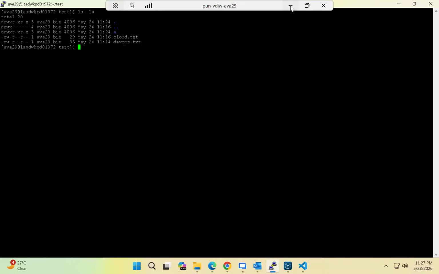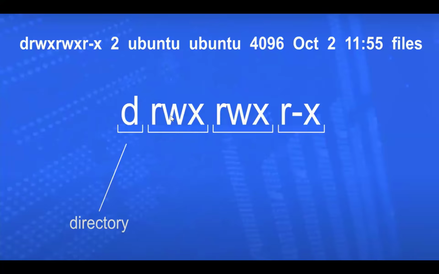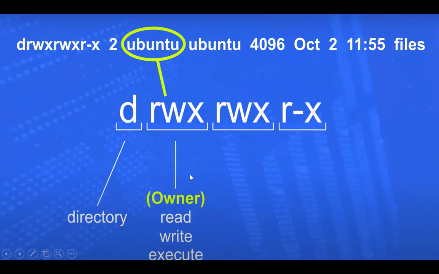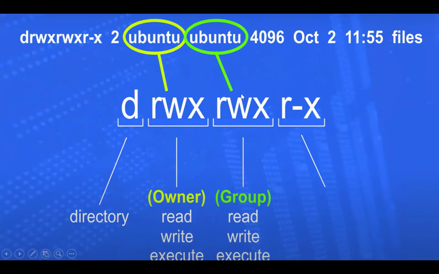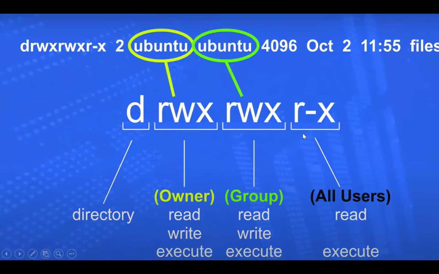That's the first part. Second is RWX. R means read, W means write, X means execute. So first gets to the owner. The first part is the owner having all the rights. If it is RWX, it means the owner has read, write, and execute. The second part is the group. If it is RWX, the group also has the right of read, write, and execute. The third part is for all the users, and you can see only R and X is there. It means read and execute.